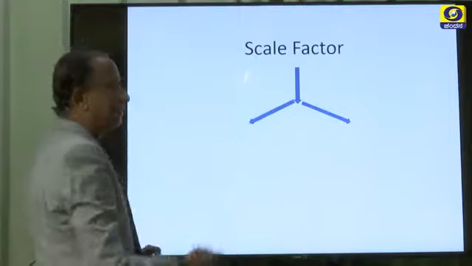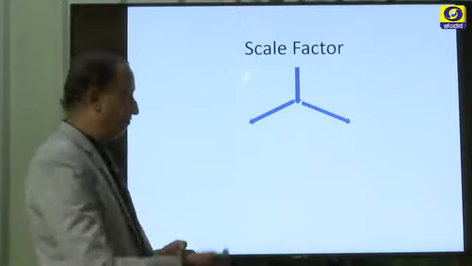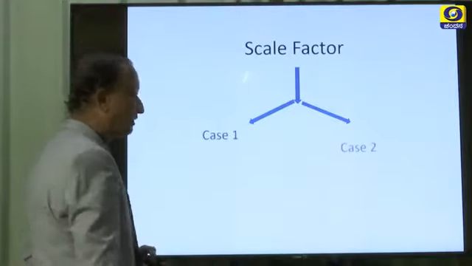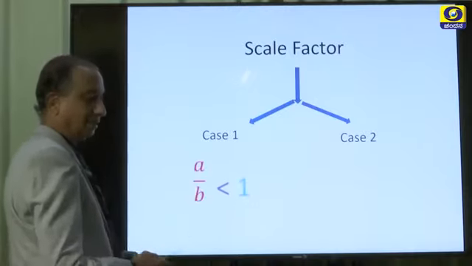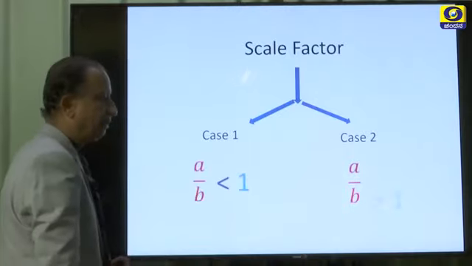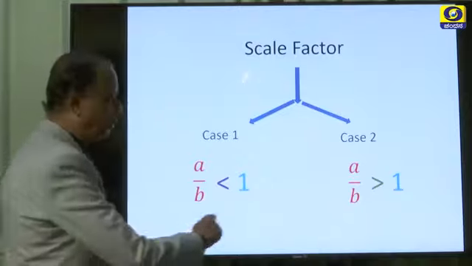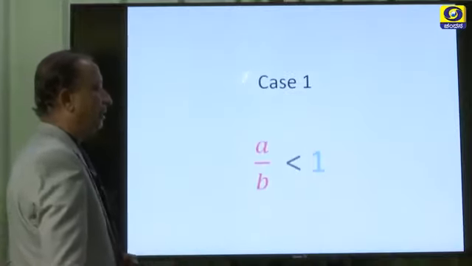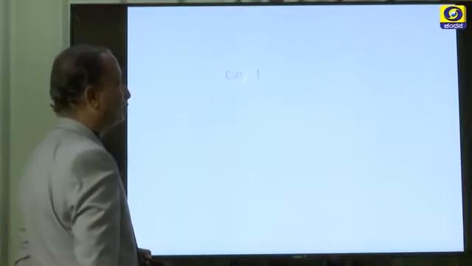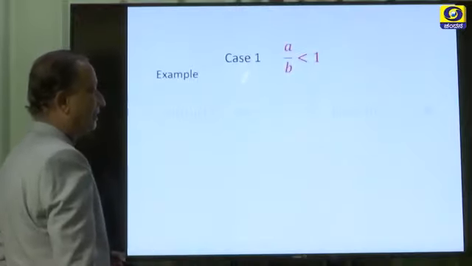So, having understood scale factor, there are 2 cases: it can be lesser than 1 or it can be greater than 1. Let us try to deal with these 2 cases separately. So, let us consider case 1. For this, here is an example.